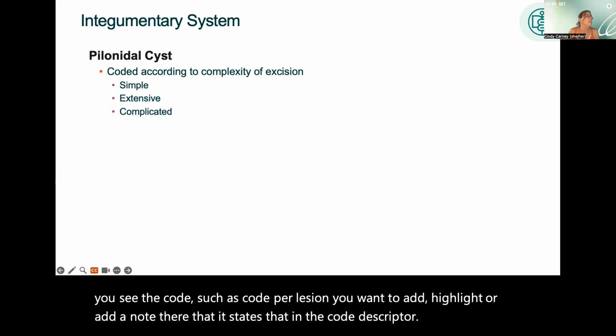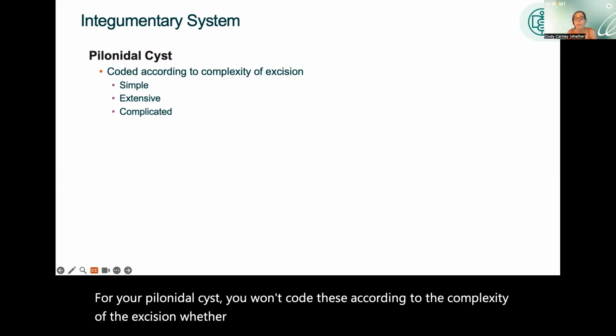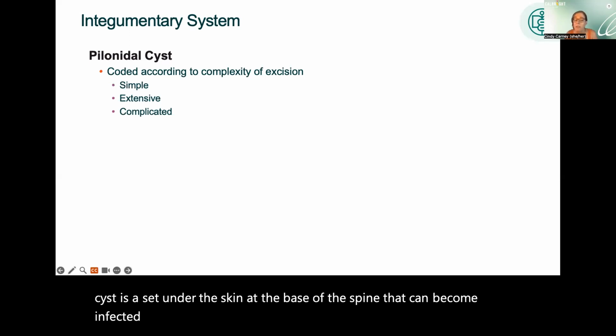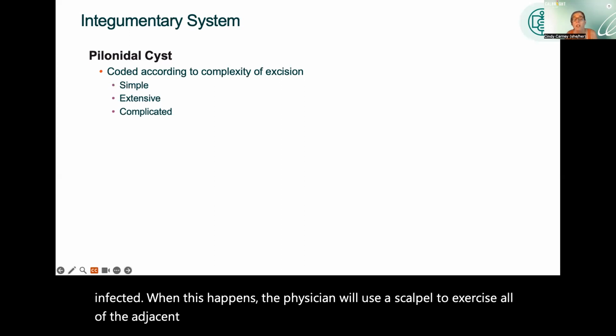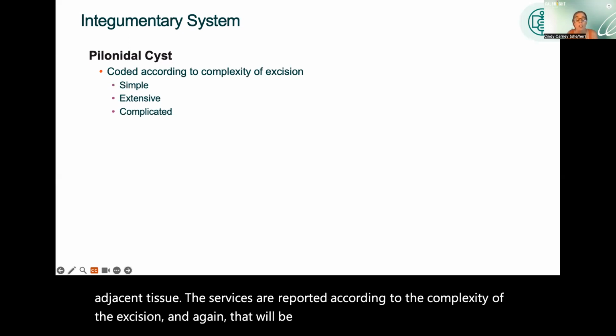For your pilonidal cyst, you want to code these according to the complexity of the excision, whether it's simple, extensive, or complicated. A pilonidal cyst is a sac under the skin at the base of the spine that can become infected. When this happens, the physician will use a scalpel to excise all of the adjacent tissue. The services are reported according to the complexity of the excision. And again, that will be in our documentation.